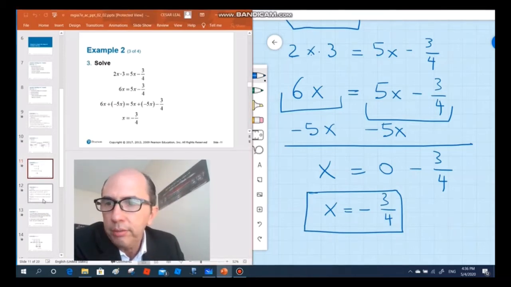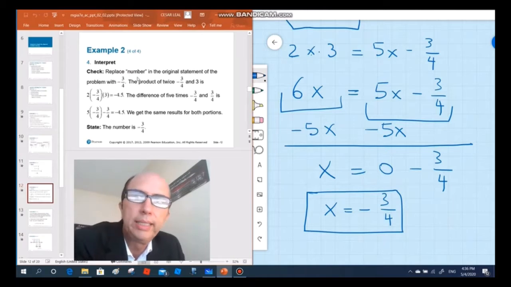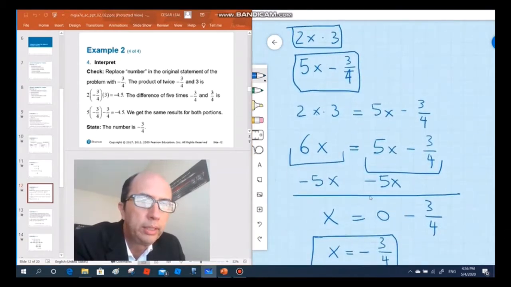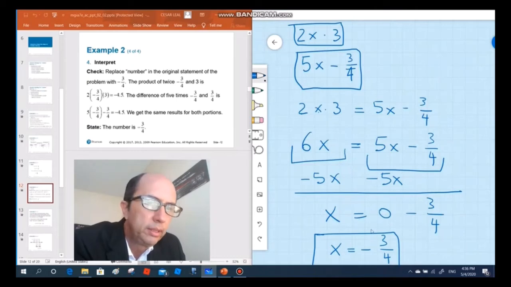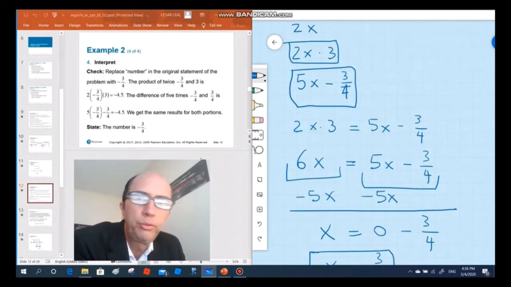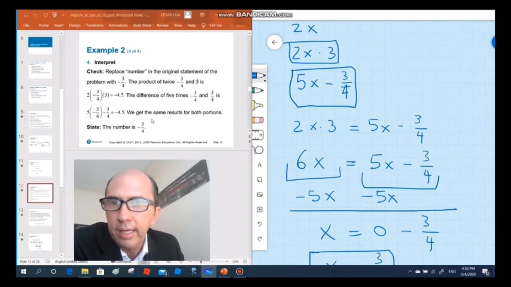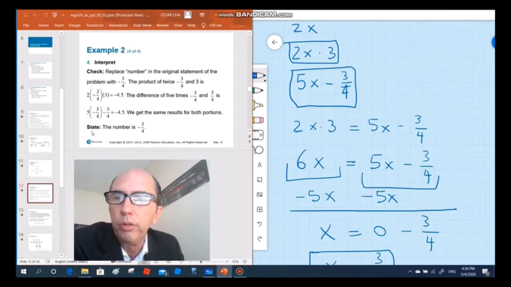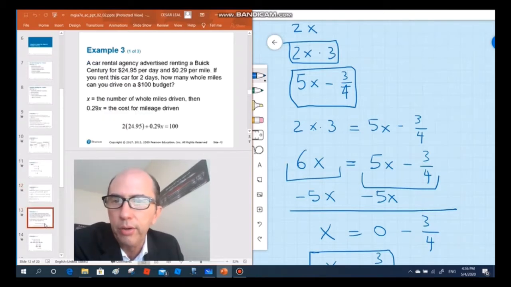We found a solution. Next step, check: replace the number into the original equation. And the original equation is the original statement. 2 times negative 3 over 4 times 3 needs to be equal to 5 times negative 3 over 4 minus 3 over 4. And we check it out. If we check it out, we're going to see that this is a true statement. So the solution is x equals negative 3 over 4.